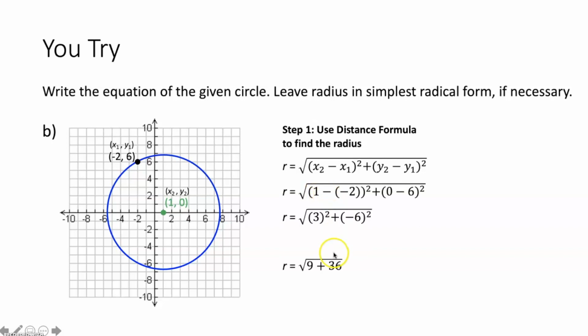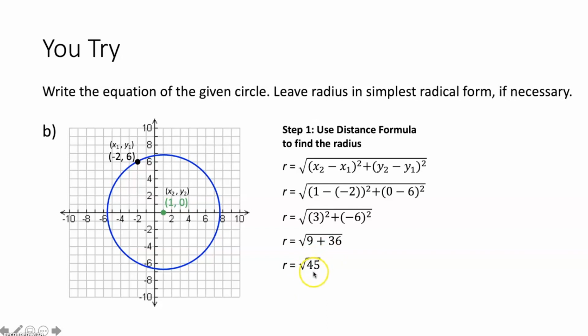We simplify. We end up getting the square root of 9 plus 36, which is the square root of 45. Now, root 45, we can simplify further because this says leave your radius in simplest radical form. So we need to simplify this radical. And the way we simplify a radical is we break it up into 2 radicals that multiply together to make root 45. One of the numbers that multiplies together to make 45 has to be a perfect square.